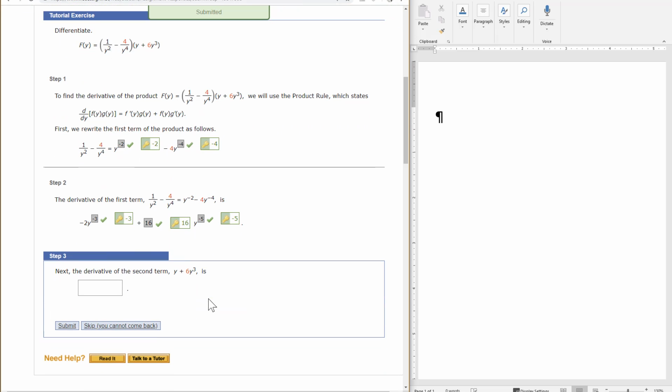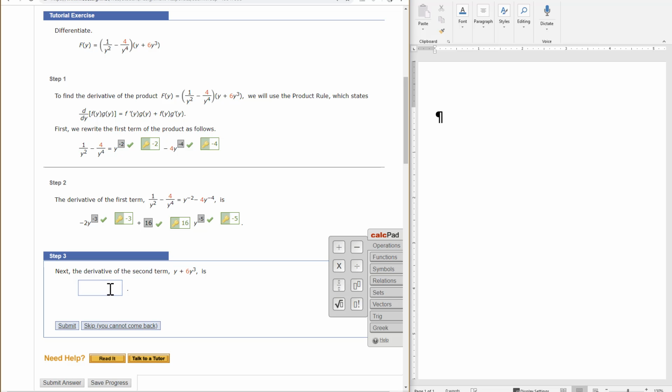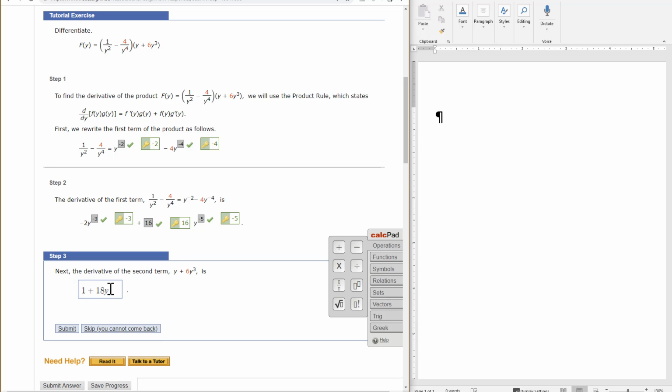Now once you have that, the derivative of the second term is fairly simple. The derivative of y with respect to y is going to be 1. And then we have 6 and 3. So 6 times 3 is 18. So we'll put 18 here. And then this is y raised to the, subtract 1 from the power. That's 3 minus 1, which is going to be 2.